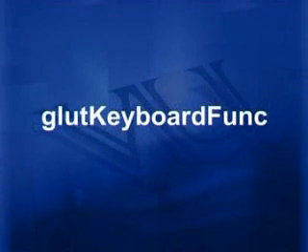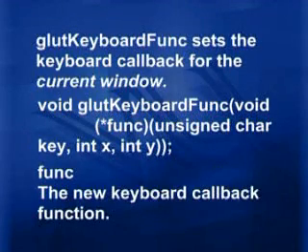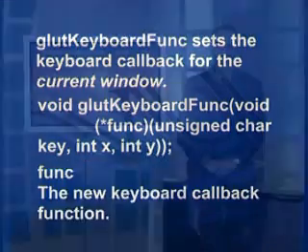The next command, next function that we're going to discuss is glutKeyboardFunc. glutKeyboardFunc sets the keyboard callback for the current window. Void glutKeyboardFunc, void typecasted to func, unsigned char key, comma integer x, comma integer y. The new keyboard callback function is set to func. So what this function does is that it sets the keyboard callback for the current window.